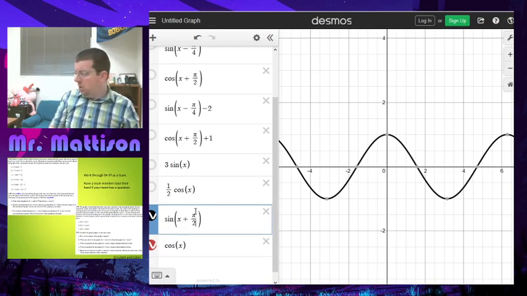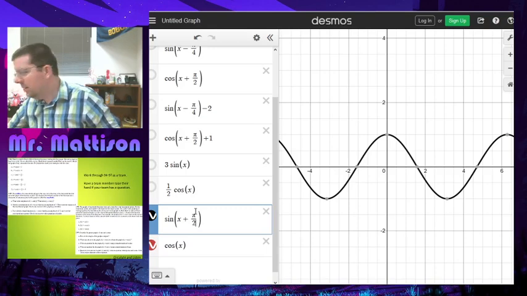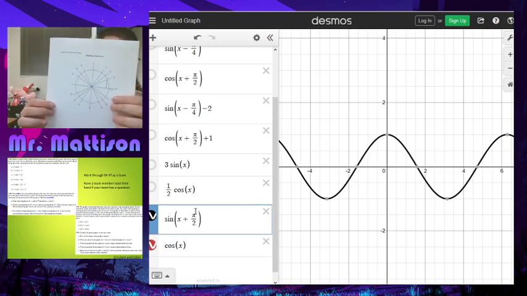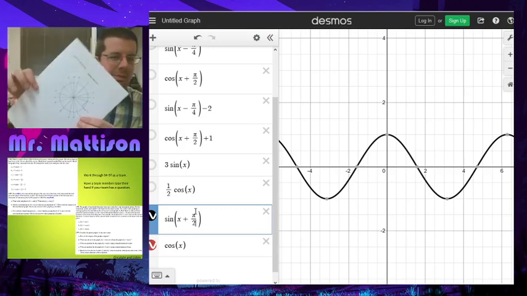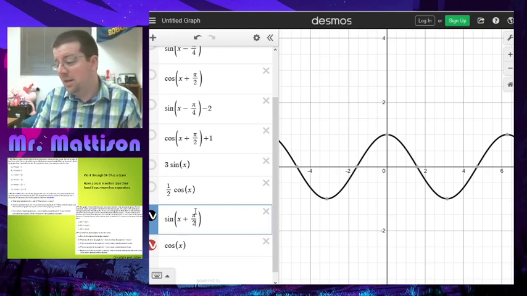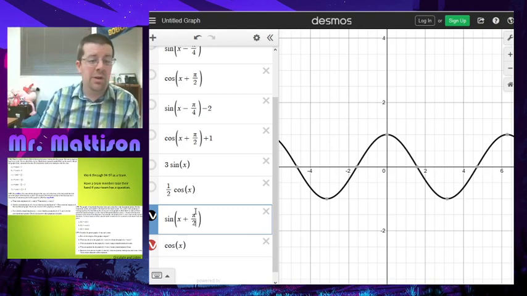If you think about your unit circle, which we did, right? If I take this and I turn it 90 degrees, now my sines are my cosines, right? And that's effectively what we are seeing here.